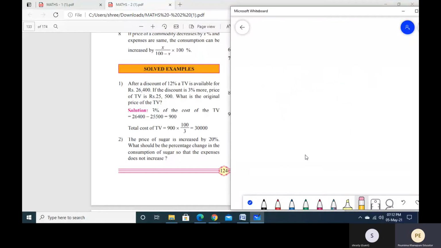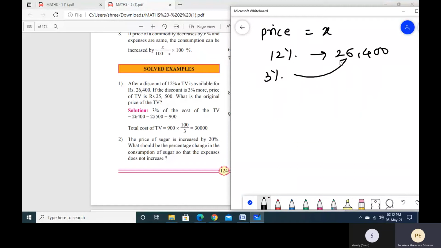What this example says is, let's say the price of the TV is X. Now, after the 12% discount, its price reduces to 26,400. Again, he has given a 3% discount, on what? This 3% discount is not on this; that 3% discount is on X. Getting it? For the original cost, he is giving a 3% discount. After the 3% discount, we are getting it for 25,500. Then what is the original cost? So 3% of the original is the difference.